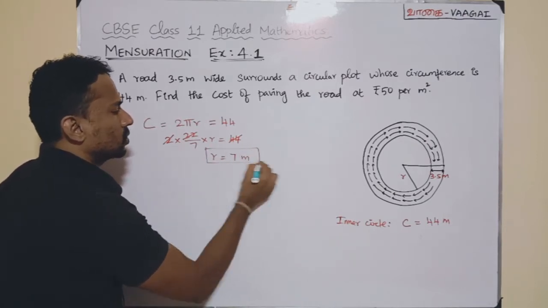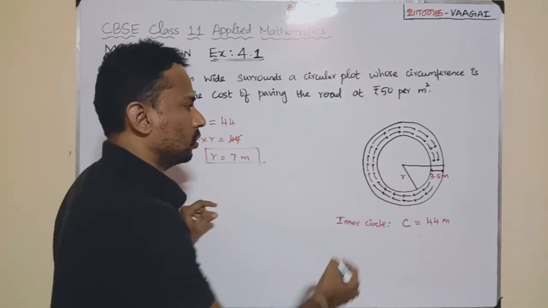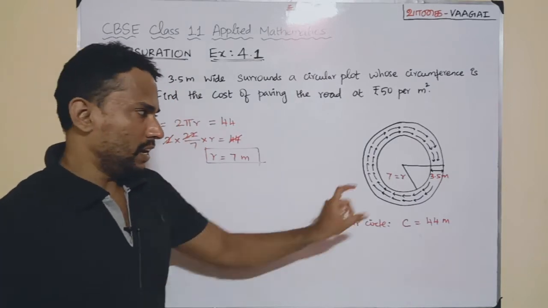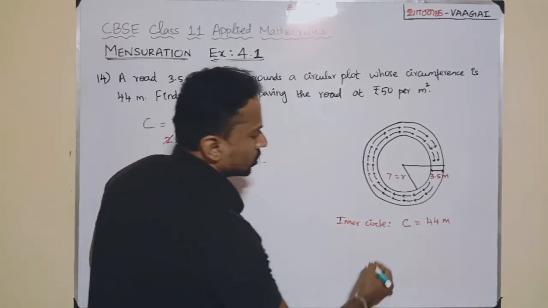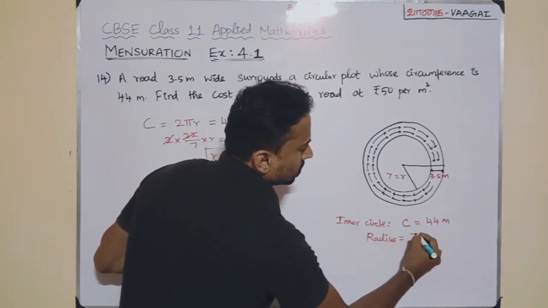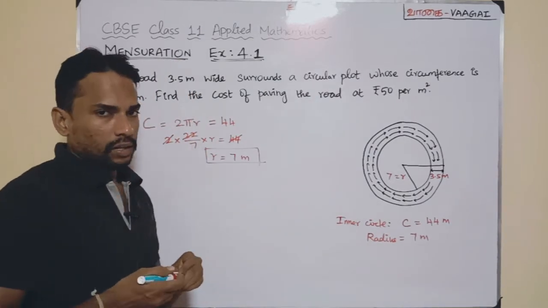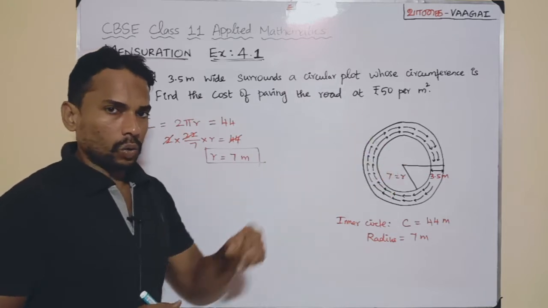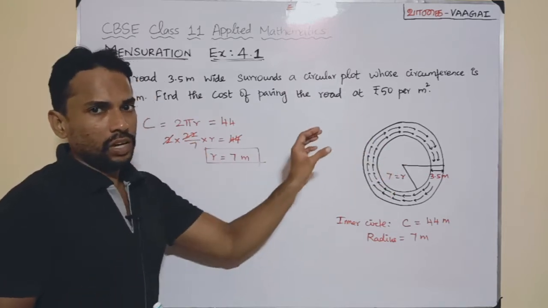Now we successfully got the value of small r. The radius of the inner circle is going to be 7 meters. That we got it. But that is not our question. Our question is to find the cost to prepare the road. That means we should concentrate on finding the area of the roadway.